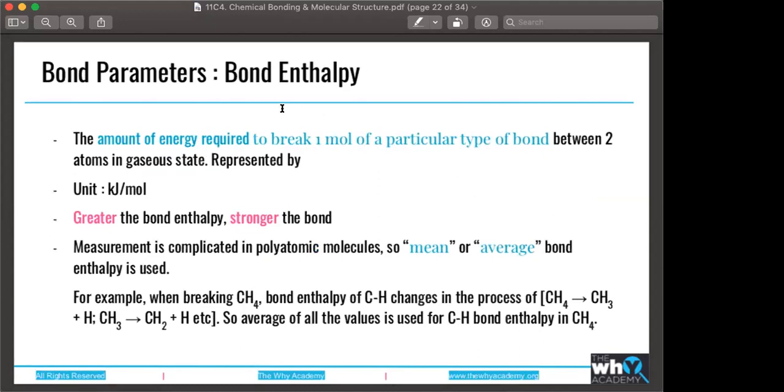Next parameter is bond enthalpy. Enthalpy, again, I've told you, is related to energy. So it's basically the amount of energy required to break 1 mole of a particular type of bond between two atoms in gaseous state. And because it is energy, its unit is kilojoules per mole. Now this is important to say 1 mole because obviously there needs to be a standard when you're comparing bond enthalpy of two different compounds.